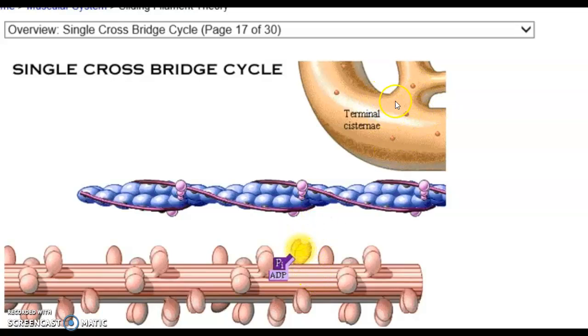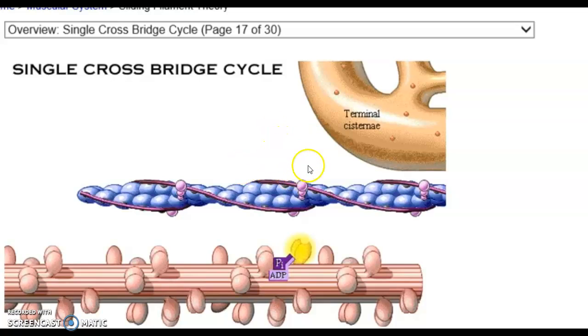All right, now again, the terminal cisternae is part of the triad. Our T-tubule, which stands for transverse tubule, would run in the middle of two terminal cisternae to form the triad. The T-tubule is what we send the action potential, or the nerve impulse, down. So when we come to the terminal cisternae, there are voltage-gated channels, and if we change the voltage by sending the signal, then we'll open up the doors and allow the calcium to come out.